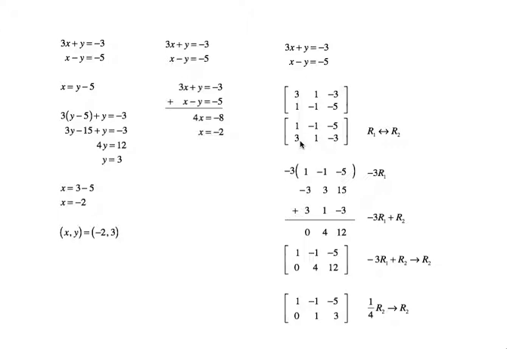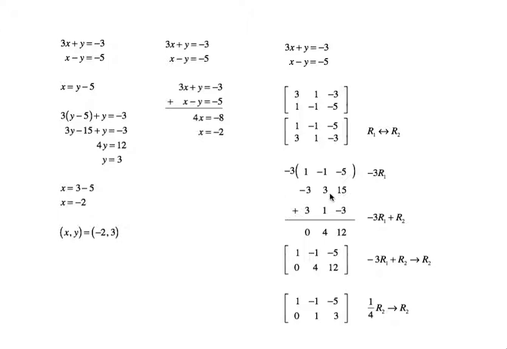Where do we get a negative 3 from? We get a negative 3 by multiplying the first row by negative 3. And that's what we've done here, negative 3 times row 1. Negative 3 times 1 is negative 3. Negative 3 times negative 1 is positive 3. And negative 3 times negative 5 is positive 15.